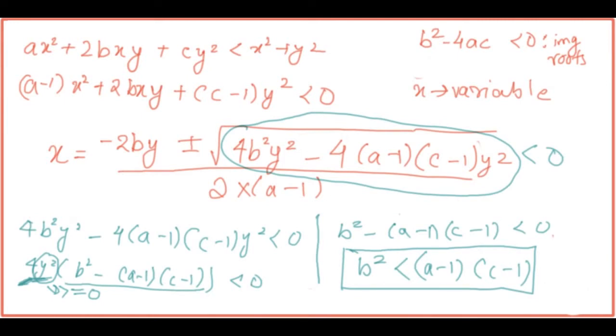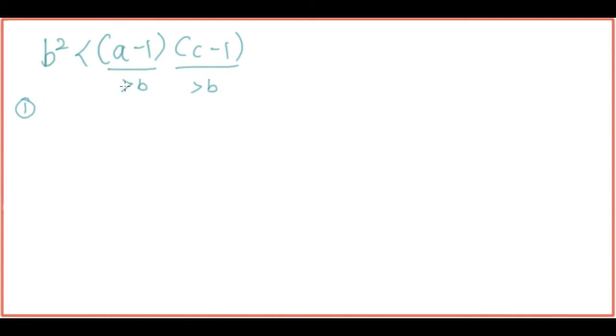I will clean this up, right? And I will write that equation again, that b square is less than (a minus 1) into (c minus 1), right? Now here I will have two cases, right? When both of these are greater than b, then obviously this whole term will be greater than b, right? A minus 1 is greater than b and c minus 1 is greater than b, right? Then obviously for anything this will be greater than b square, right?